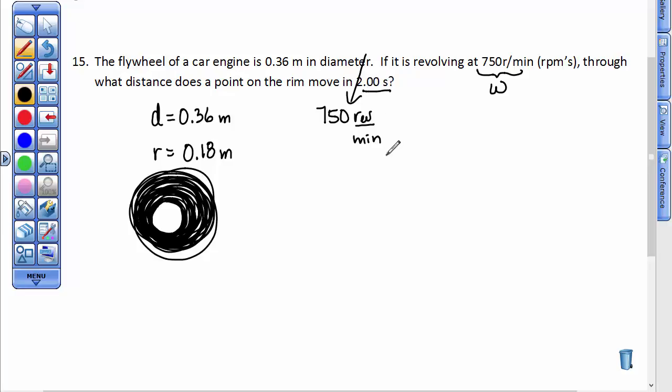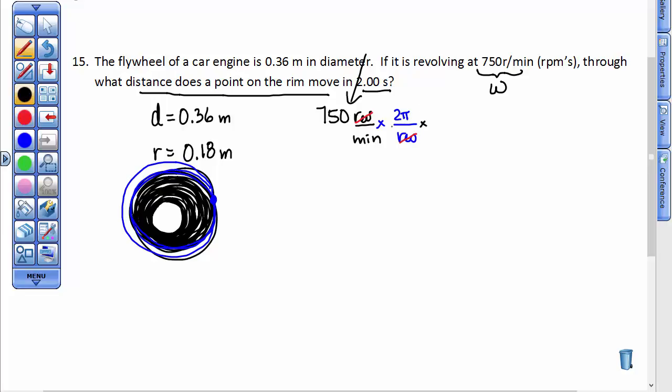So we've got to figure out the angle, how many radians it passes through, because I want to find out what distance a point on the rim moves in 2 seconds. So how far does that point go? One time around, and then another time around, and another time around. If it goes 750 revolutions in a minute, and I want to look at it for just 2 seconds, I'm going to first convert revolutions to radians. So those units will cancel out.